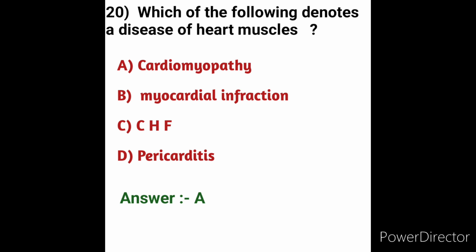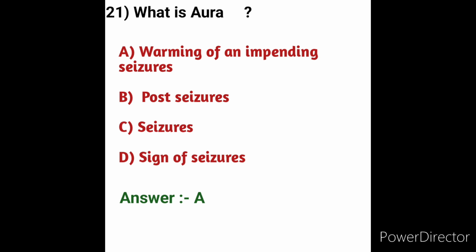So here, the term that denotes a disease of heart muscles is option A, cardiomyopathy. That is the correct answer. Next, move on to question number 21. What is aura? We will see the options here.